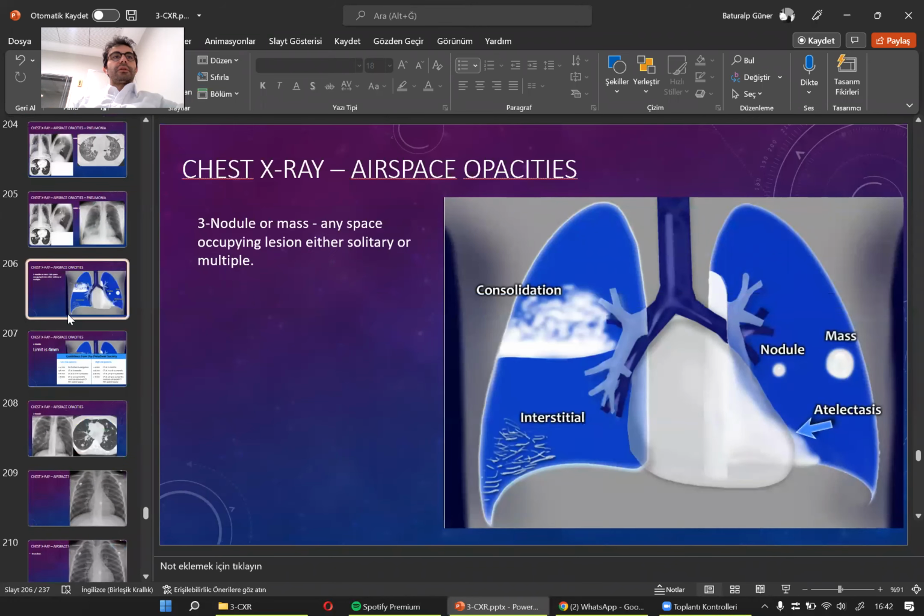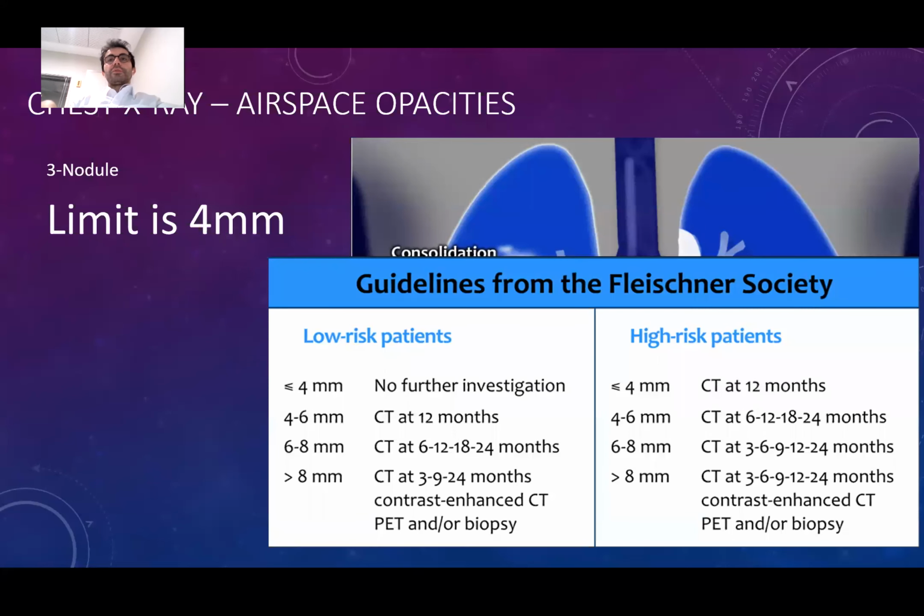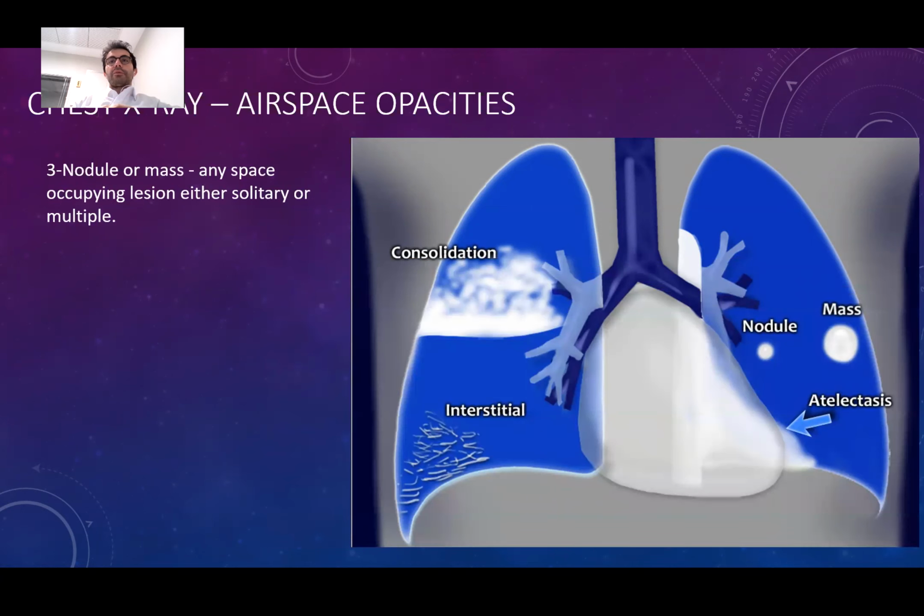So we are left with the nodules. We are getting closer to the end of the lecture, and now we're in the most important one. We are going for airspace opacities. So starting after the break, what were airspace opacities? They were either consolidations, interstitial opacities, nodules or masses, or atelectasis. There are 4 of them.